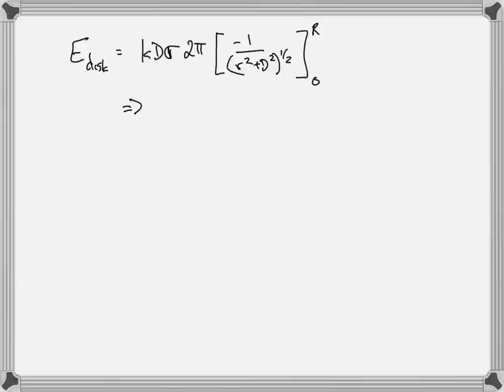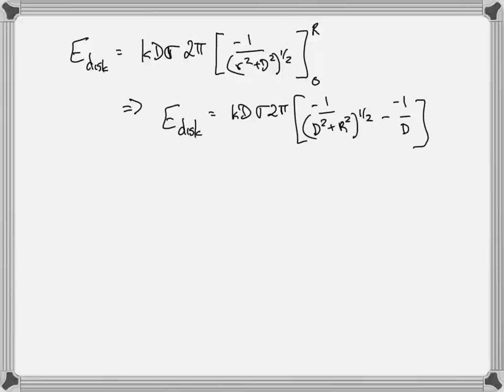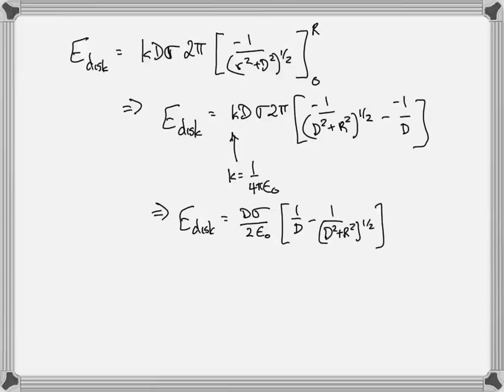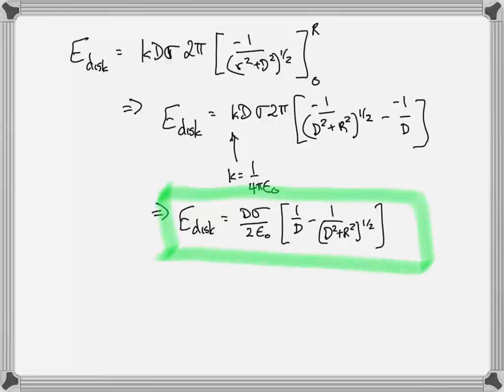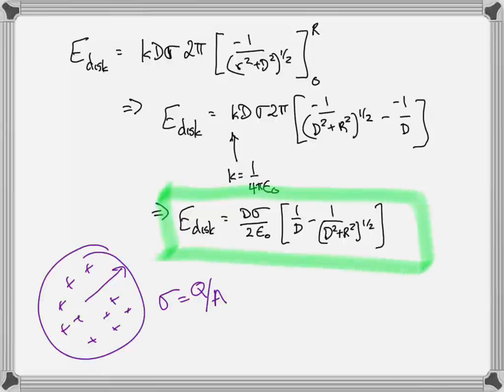So therefore, in the limits, you get this. You can actually simplify things by remembering that k is 1 over 4 pi epsilon 0. That just allows us to cancel some of the constants, fixing up those minus signs, combining those minus signs. This is what you end up getting. This is the field due to a disk of radius r at a distance d above its center.